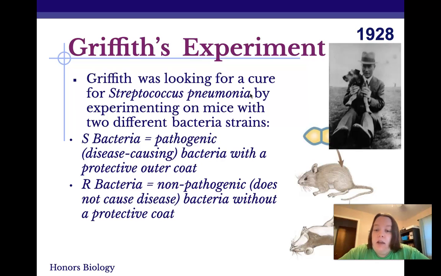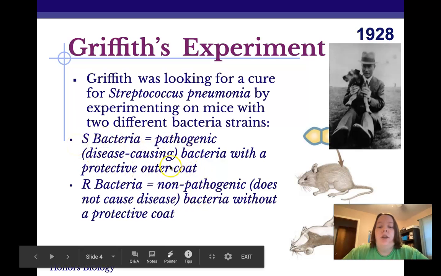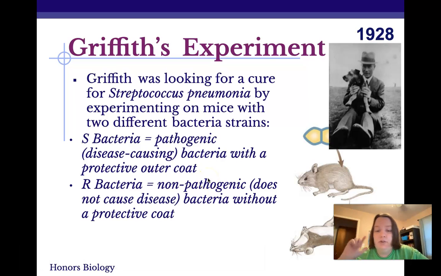Griffith actually came across this question on accident. He was looking to try to find solutions for pneumonia in soldiers, and he used two types of bacteria. He used pathogenic bacteria, which make people sick. It causes disease. And he also used non-pathogenic bacteria, which is a bacteria that doesn't make you sick. So in the side on your notes there, you might want to make a little star and say pathogenic equals makes you sick.